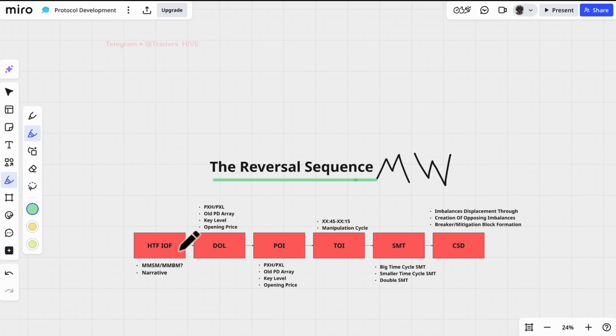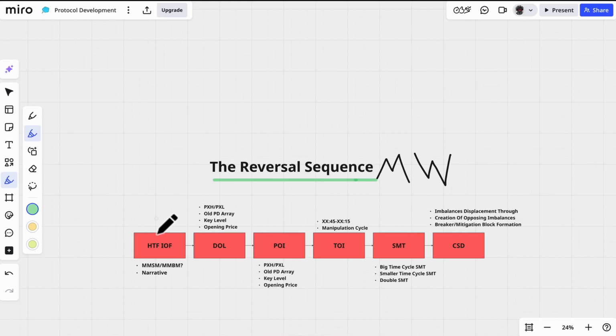Now, once we have established the higher time frame IOF, the next step is determining draw on liquidity. When it comes to draw on liquidity selection, there are a variety of tools which we can utilize. First of all, we can be paying attention to PXH and PXL. And what PXH and PXL means is the use of time cycles.